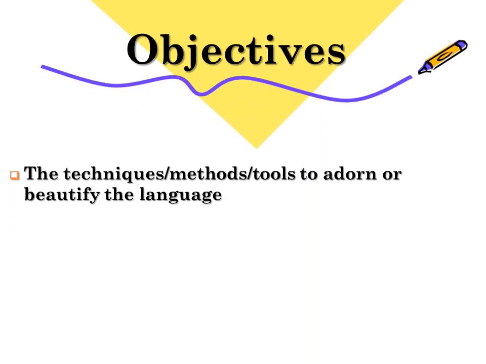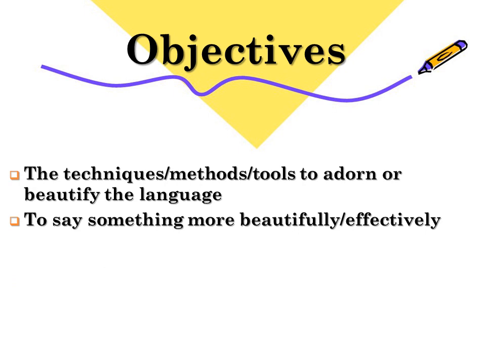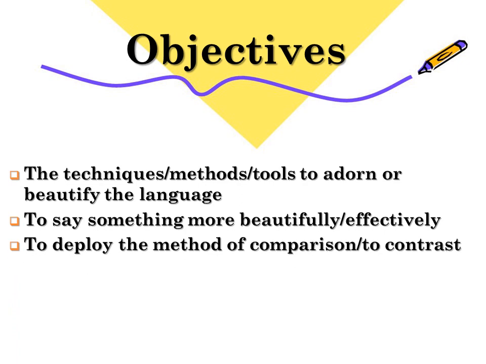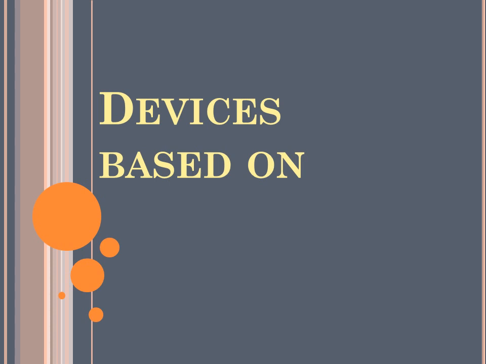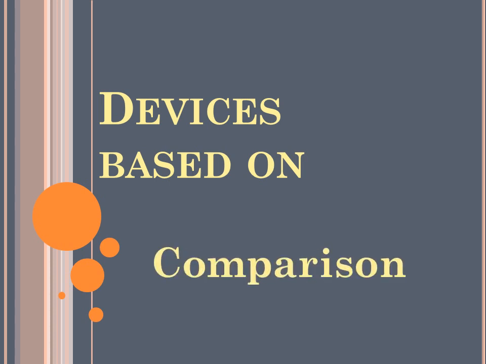Literary devices are the techniques, methods, or tools to adorn or beautify the language, to make the language beautiful. They are also used to say something more beautifully and effectively. They are used to compare two things, to exaggerate or mock at something. They are used to arouse interest, excitement, and emotions among the readers or the viewers. So let's learn some of the literary devices in this video. First of all, we will learn the devices based on comparison.